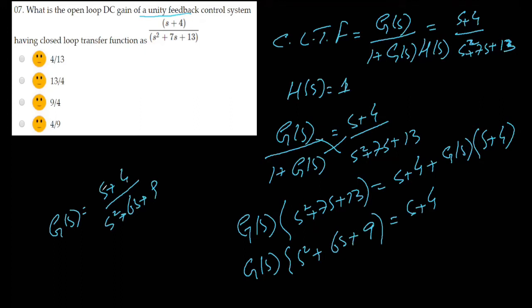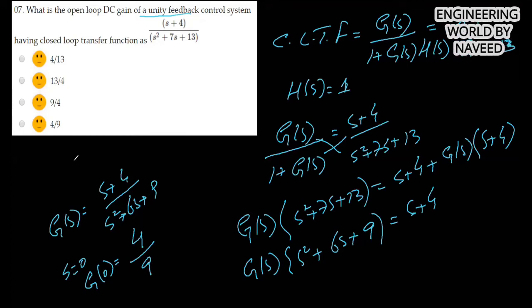So for DC, my s will be equal to 0. So your DC open loop gain will be equal to 4 divided by 9. So option D is the correct answer.